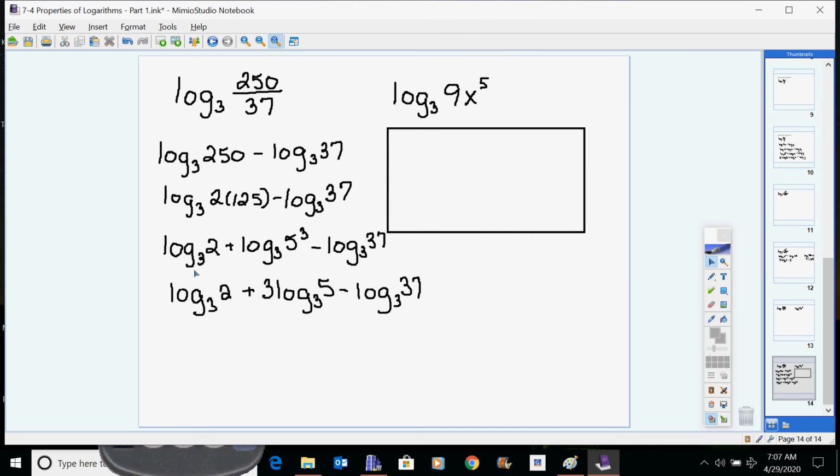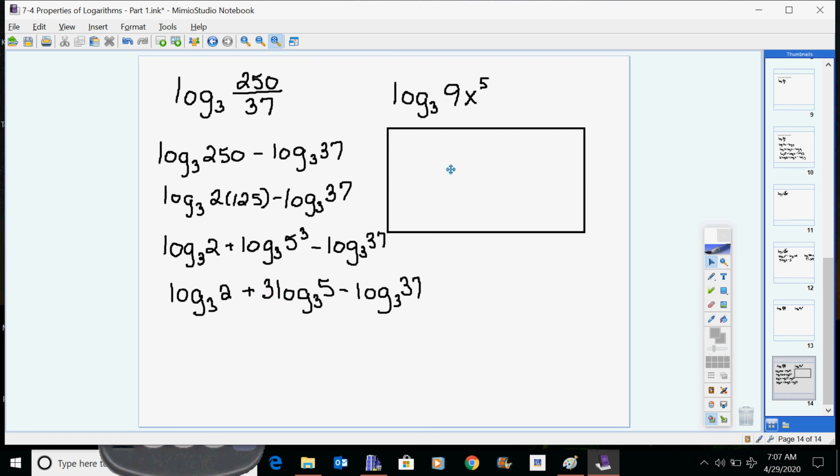So your final answer on this one is log base 3 of 2 plus 3 times log base 3 of 5 minus log base 3 of 37. So all of these, this is what came from this. All right, and you can't put this into your calculator to evaluate. We haven't gotten all the tools to figure out those things yet, but these are your different pieces on that.